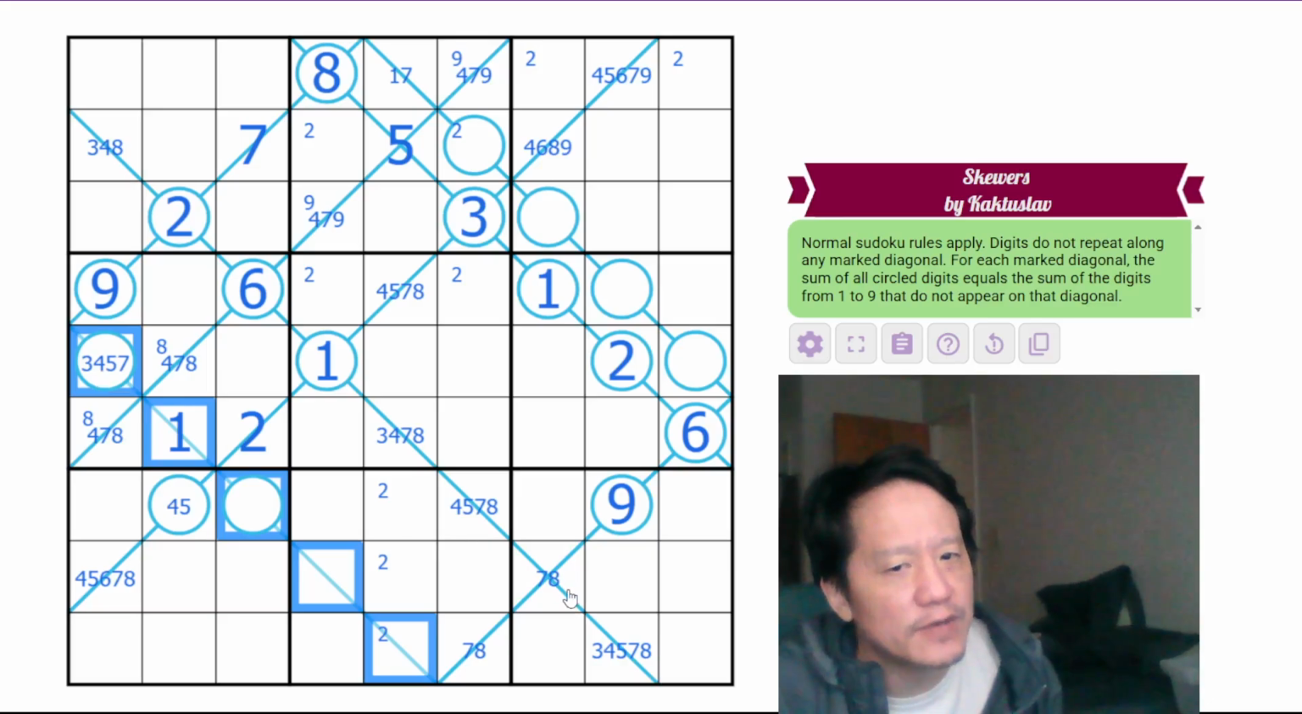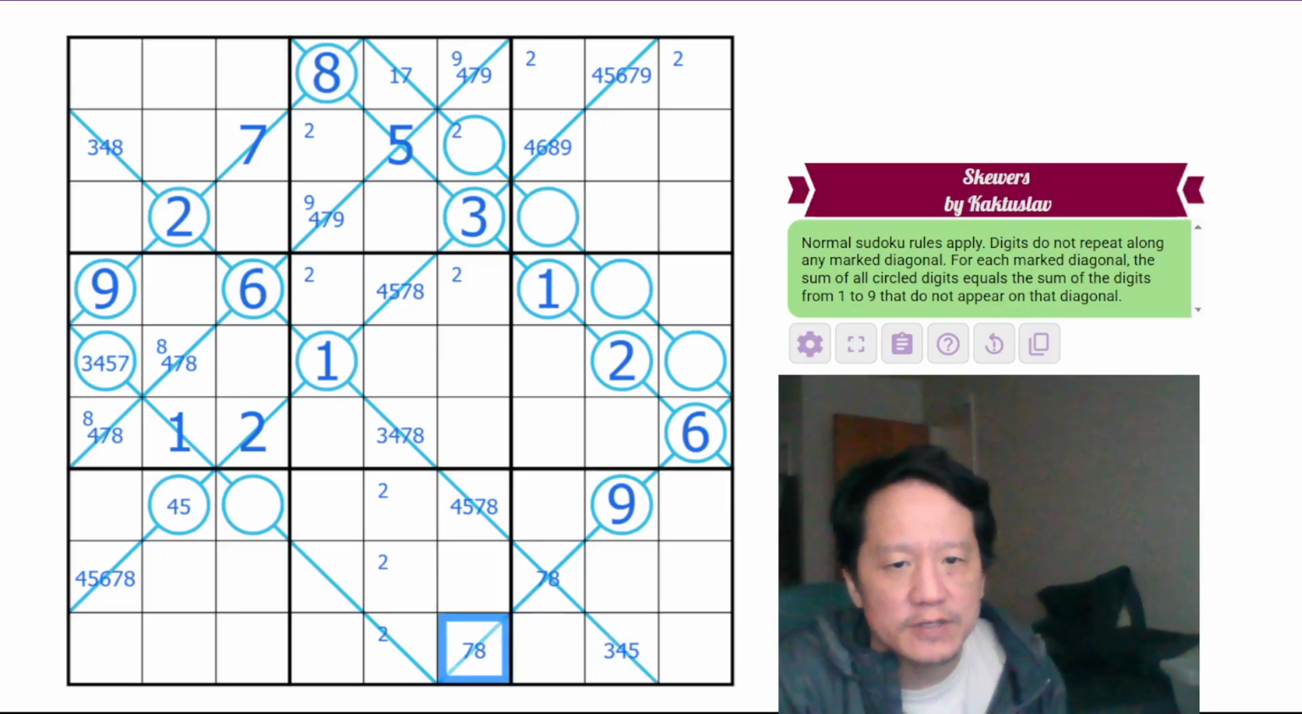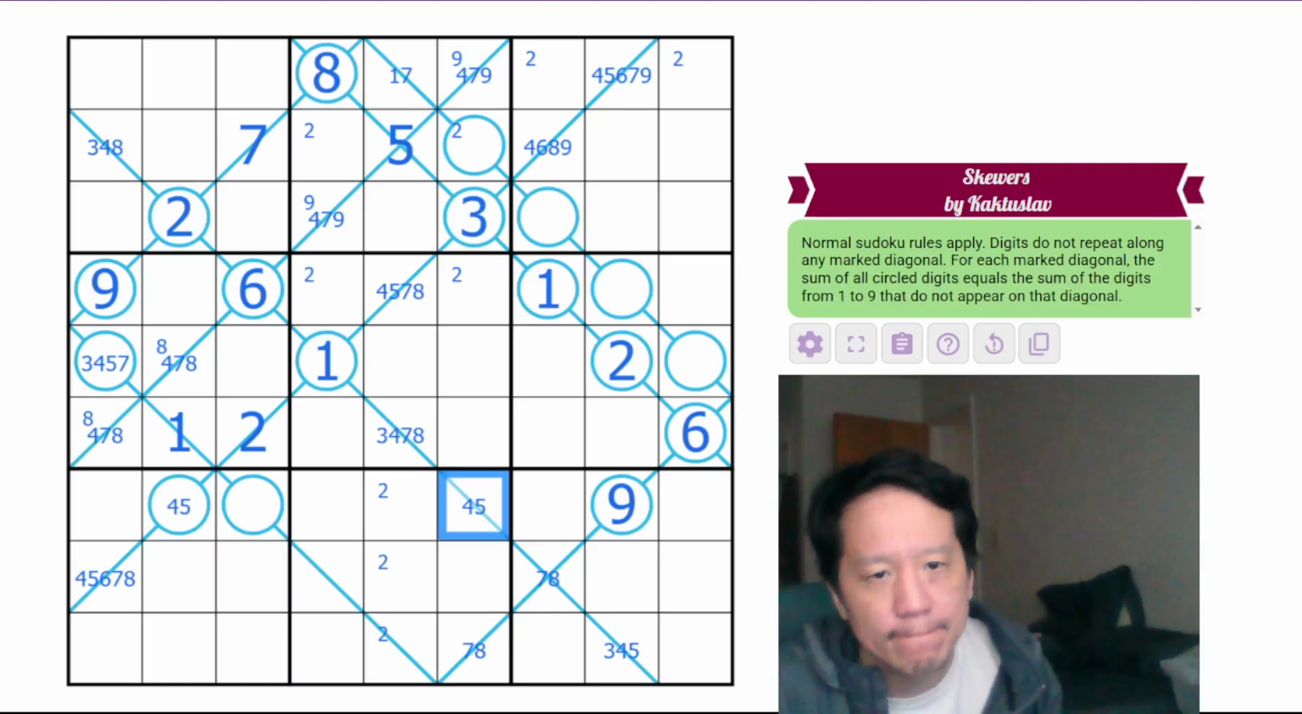Okay, so this is 7, 8, and this is 7, 8, and they both see that cell, and they're different 7 and 8s because there's no repeats on this line. So this cannot be 7 or 8. This can't be 7 or 8 because of the same reasoning. Okay.